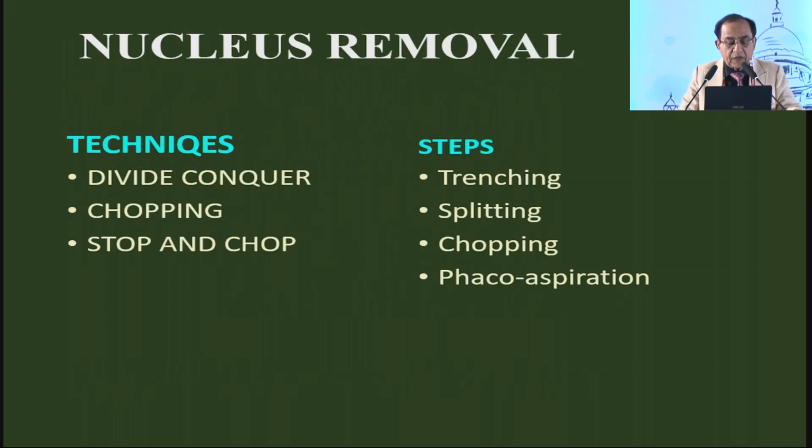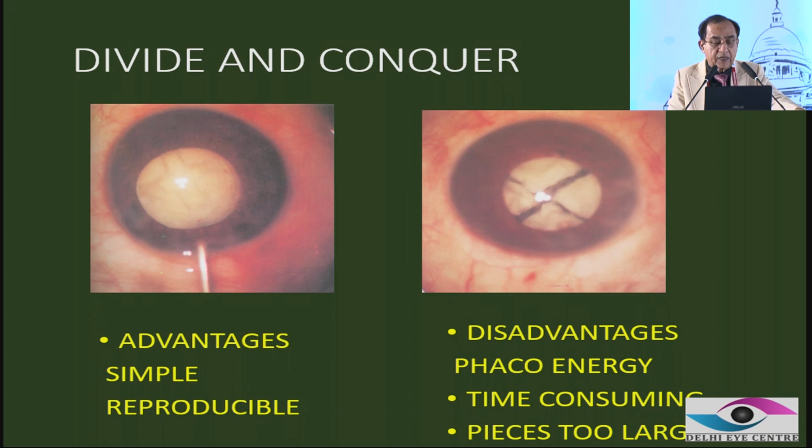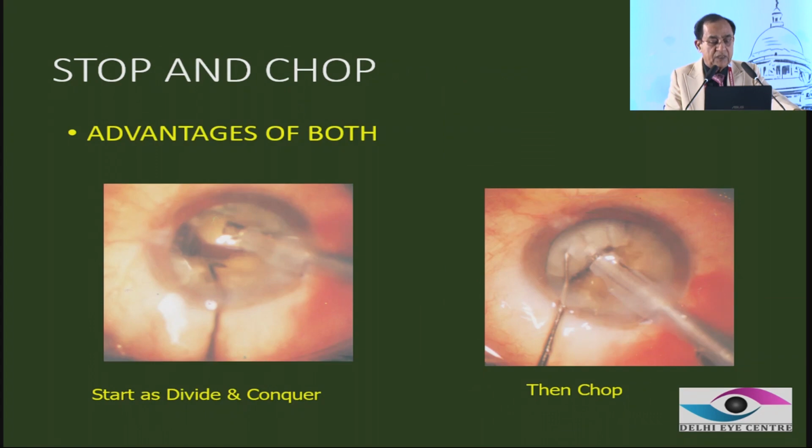The techniques are basically divide and conquer, chopping, and stop and chop. The steps are trenching, splitting, chopping and aspiration. These are the standard steps, whatever the technique may be. In the divide and conquer technique, we make two trenches and then divide the nucleus into four pieces. The disadvantages of this technique were that more phaco energy was needed, it was more time consuming, and the pieces were a little too large. So then came the stop and chop.